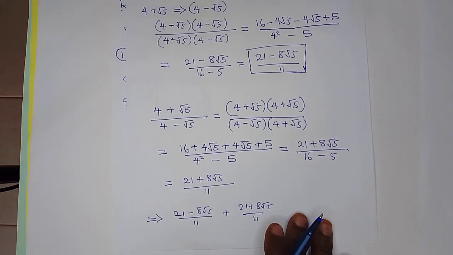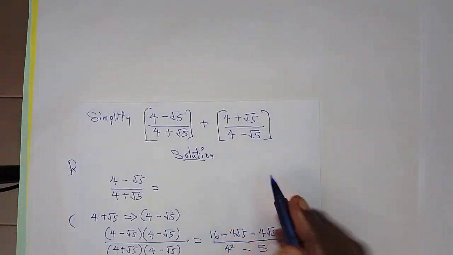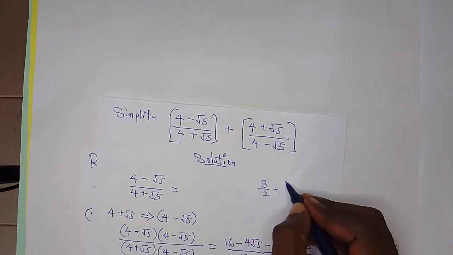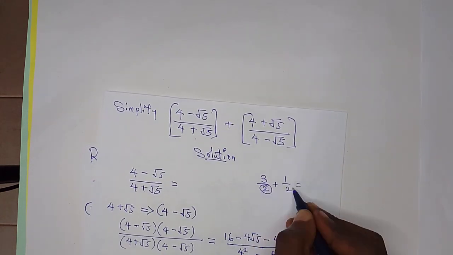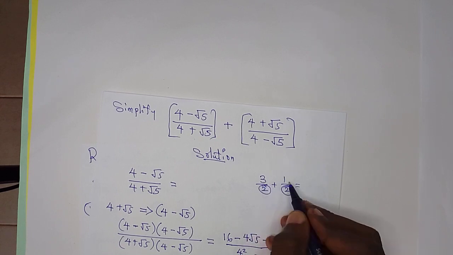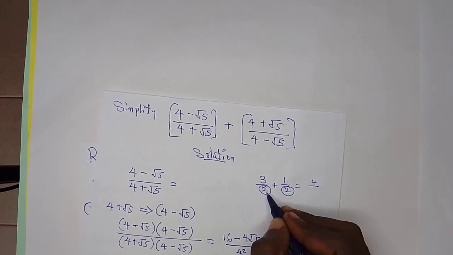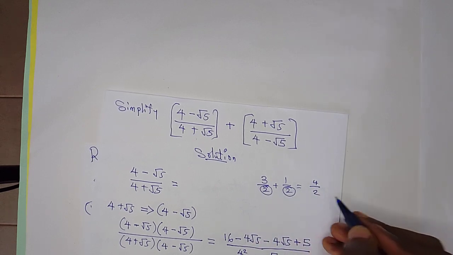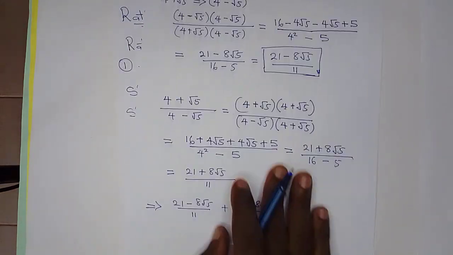Now, remember in your addition of like fractions, let me show us something. If I say 3 all over 2 plus 1 all over 2, since the denominator is the same, we just add the numerators by saying 3 plus 1 is 4. Then we pick this denominator 2 as the common denominator. So 4 divided by 2 will give us 2. So let's apply that same thing here.